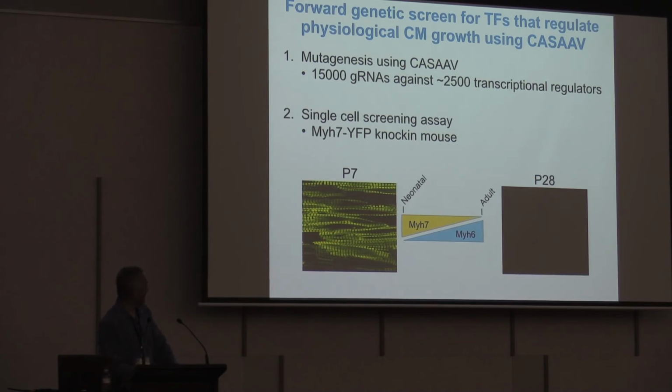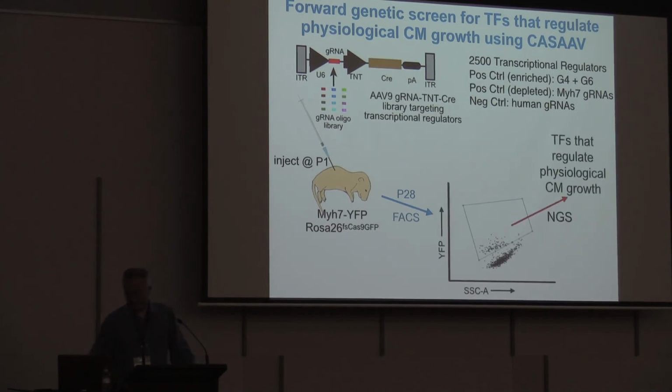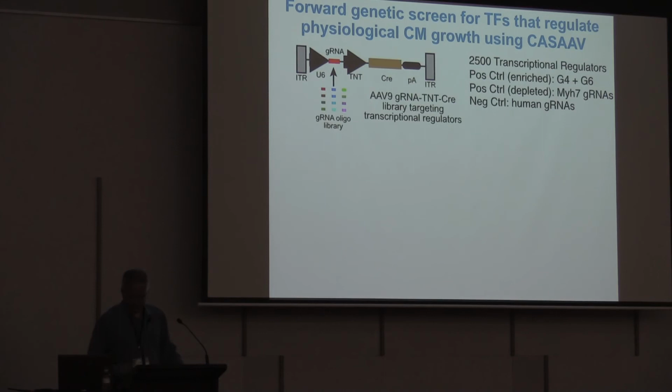In this last minute, I'll just tell you very briefly that what we're really excited about is that you can use this Cas-AAV system to do forward in vivo genetic screens. So we've mutated 2,500 transcriptional regulators and then screened the single cell phenotypes using this developmental reporter, MYH7 YFP. We developed this library of AAV, delivered it to mice, and then did FACS sorting to measure YFP expression. And in the YFP positive cells, we sequenced the guide RNAs to find the guide RNAs that are enriched in the YFP positive cells.